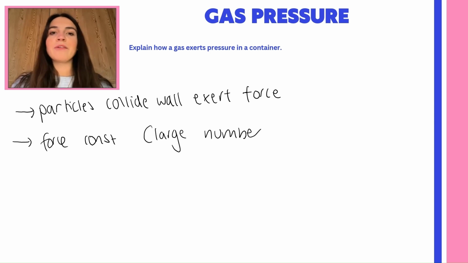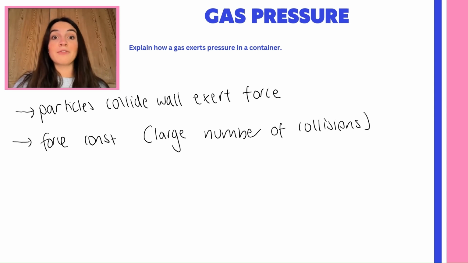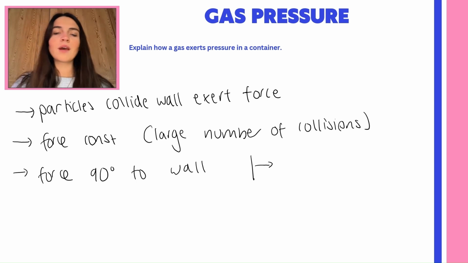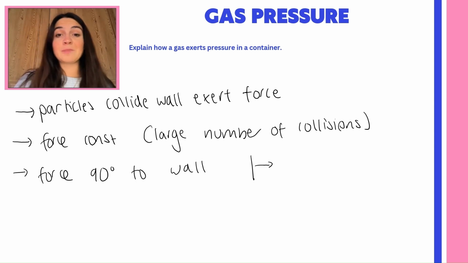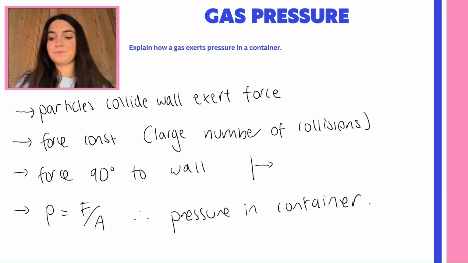You could then mention, because there are loads of gas particles hitting the container, that force is constant because you have that large number of collisions with your container wall. This isn't something I'd usually mention in my answer, but it is part of your spec, so I'm going to mention it here. The force that is exerted on your wall is 90 degrees to the sides of the wall.